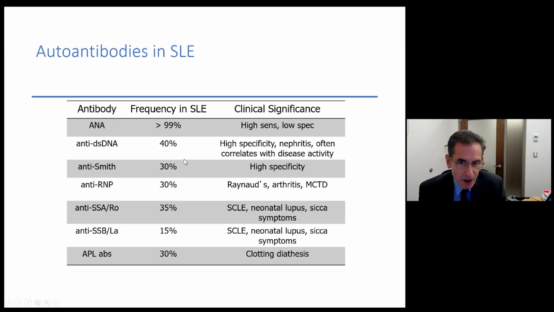Other antibodies may be more specific in lupus, for example, the double-stranded DNA, often associated with disease activity in the kidney. Anti-Smith antibody, very specific for lupus, but the frequency is only 30%. And then a whole variety of other antibodies, which can be seen in lupus, that may be a reflection of skin disease or overlap disease with other symptoms, such as arthritis or mixed connective tissue disease, which is a hallmark of the RNP antibody.